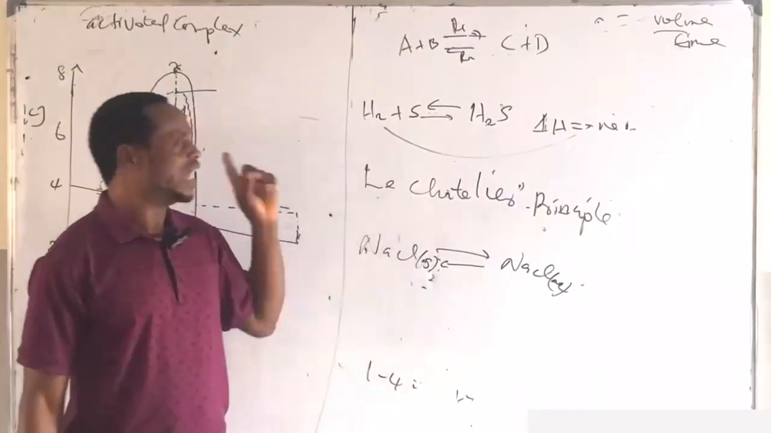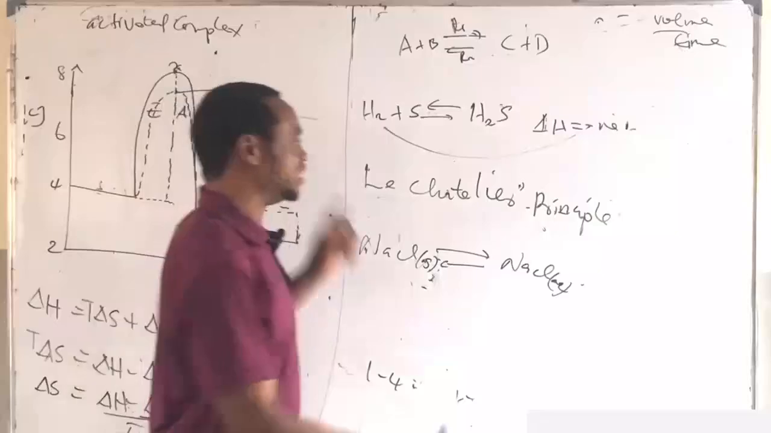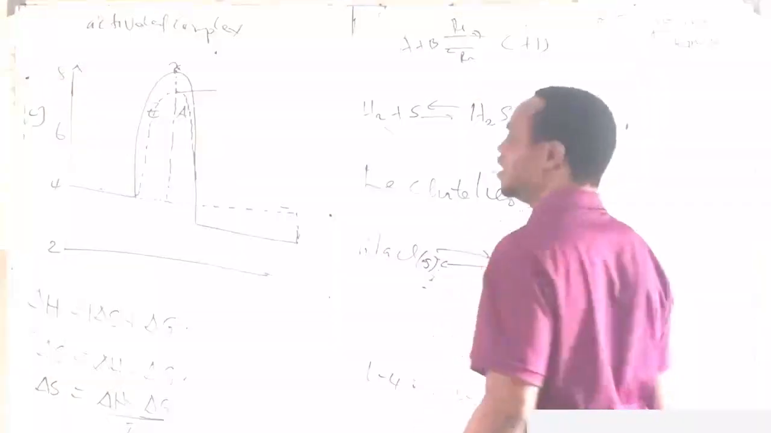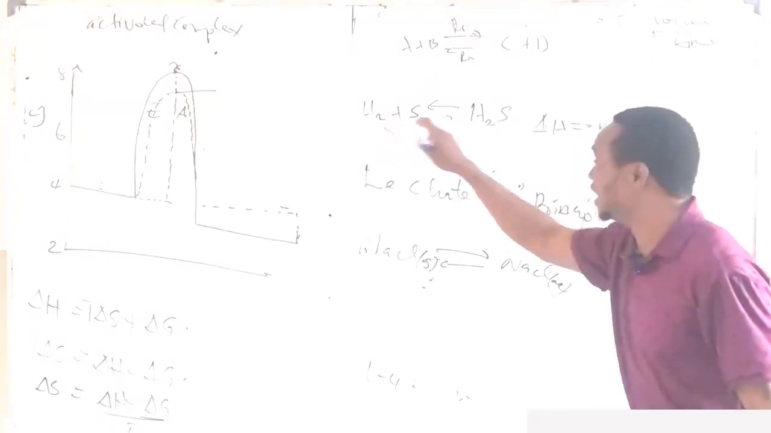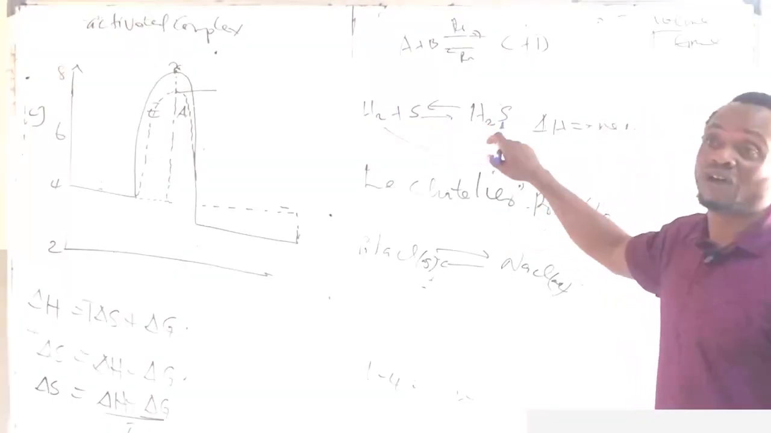Now, please, number one, if you must have a pressure effect, they must all be what? Gaseous. That's the number one factor you must consider. If any of them is solid, one is a gas, one is a liquid, the answer is what? Pressure will have no effect.